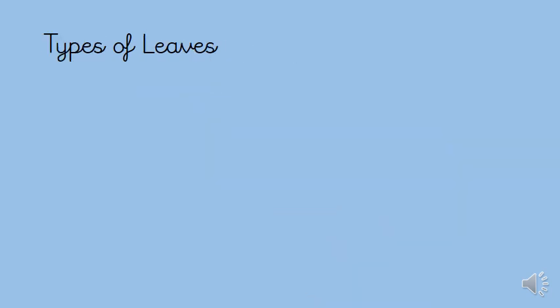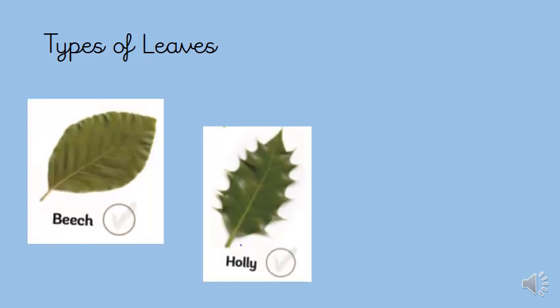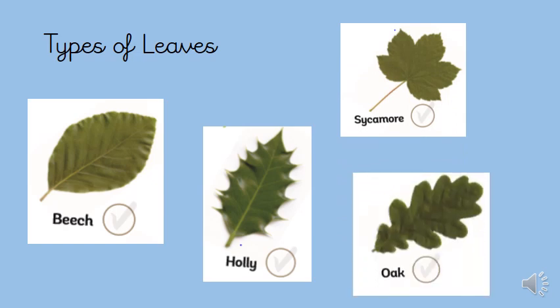Let's have a look at some different types of leaves. So we have a beech leaf, a holly leaf, a sycamore leaf, and an oak leaf. An oak leaf would come from an oak tree. A sycamore leaf would come from a sycamore tree. A holly leaf would come from a holly tree. And a beech leaf would come from a beech tree. Have a little look at all of those leaves. What do you notice about them? Have a look at their features.